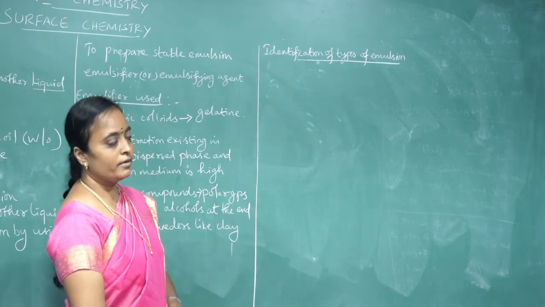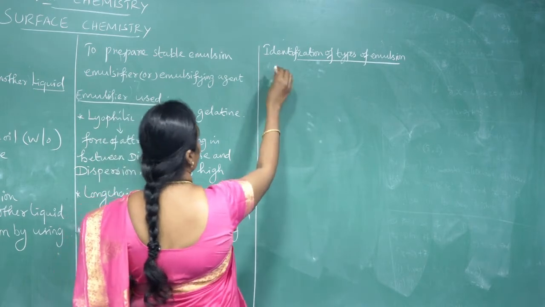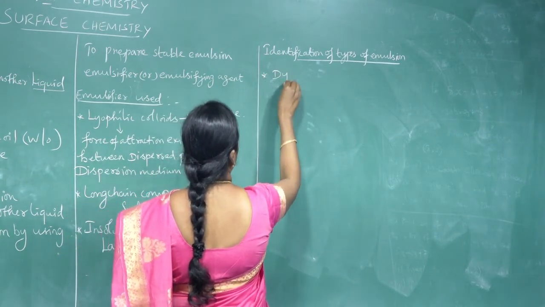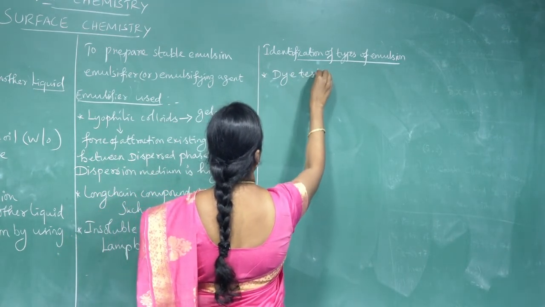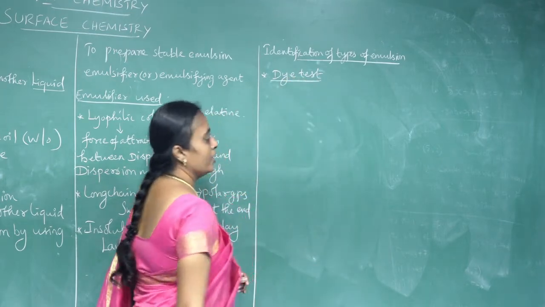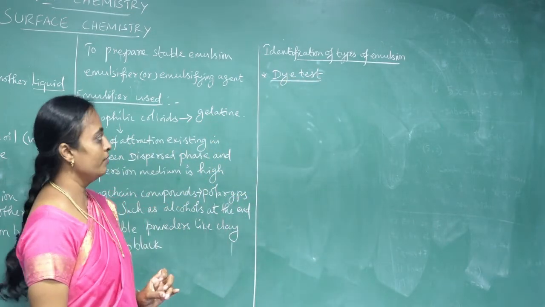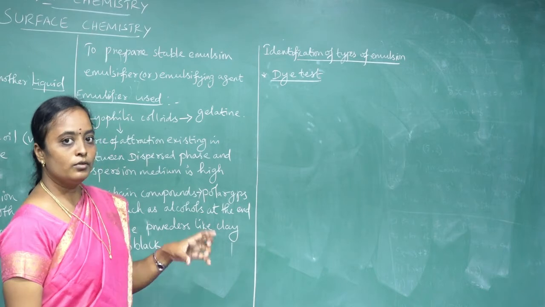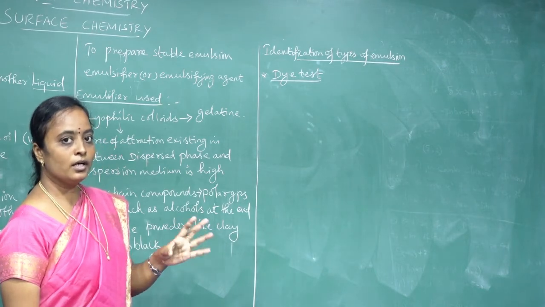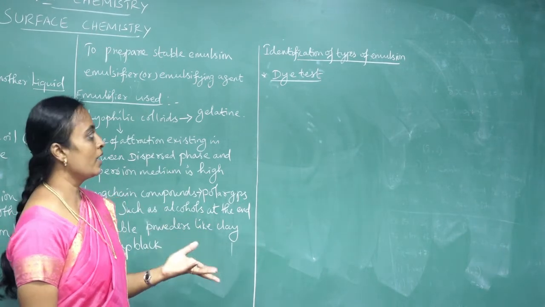So let us see one by one. The first test will be the dye test. You know dye is a coloring material. Whenever you add dye, that substance will give a color to whatever substance you add it to.